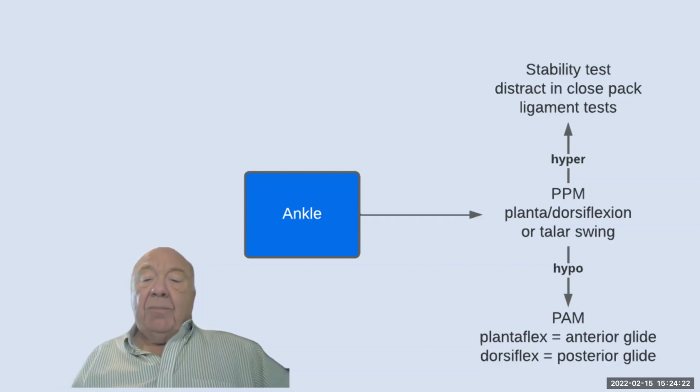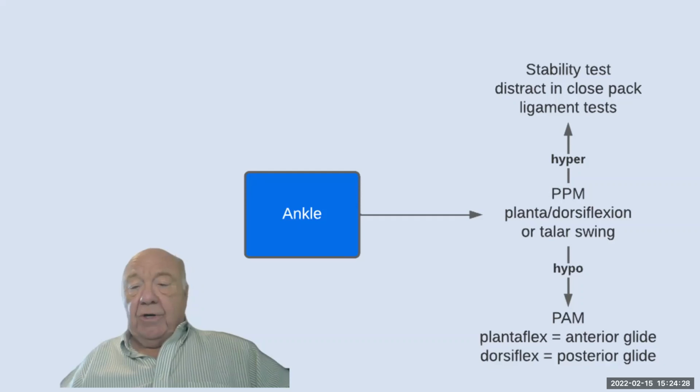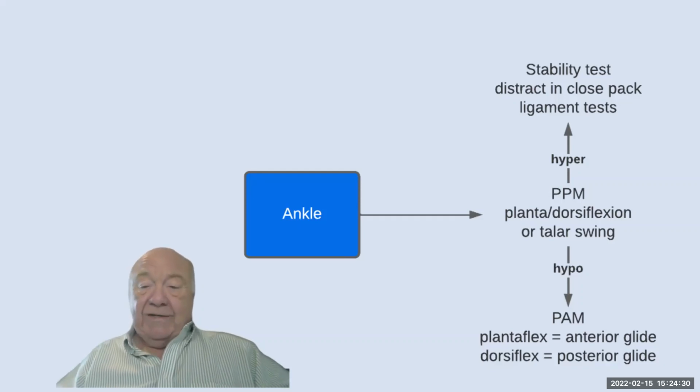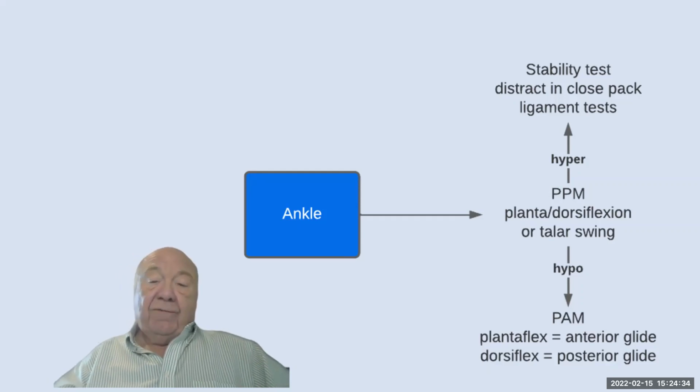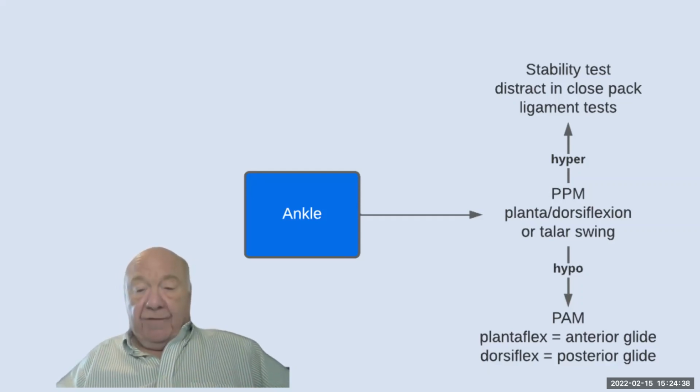If it's hypomobility, then you do the PAMs. So as I say, for plantar flexion, it will be an anterior glide. For dorsiflexion, a posterior glide. Now, the talus swing test can be used as a screening test, although the other screening test for this is weight-bearing plantar flexion, dorsiflexion, so squatting over your toes, coming up onto your toes, and weight-bearing inversion and eversion as you twist.